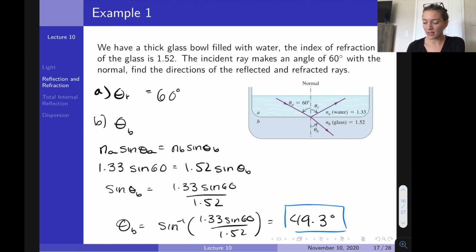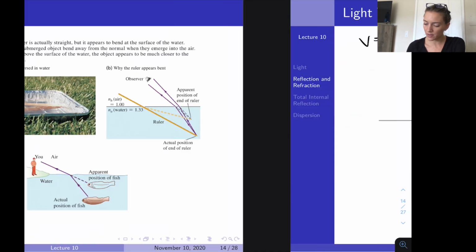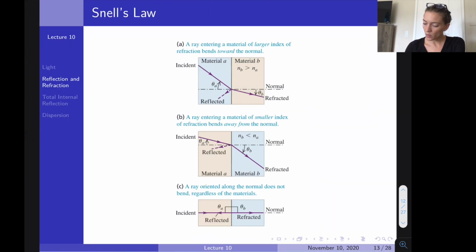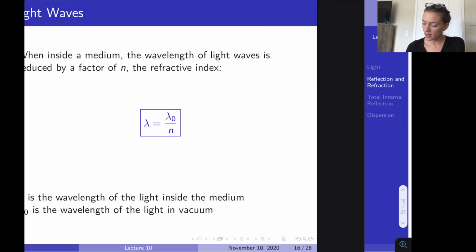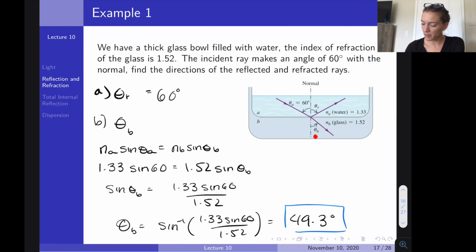And this makes sense because we said when a light ray goes from a lower to a higher index of refraction, it will bend towards the normal, which is what ended up happening here, right? It bent towards the normal. This angle is smaller than this angle.